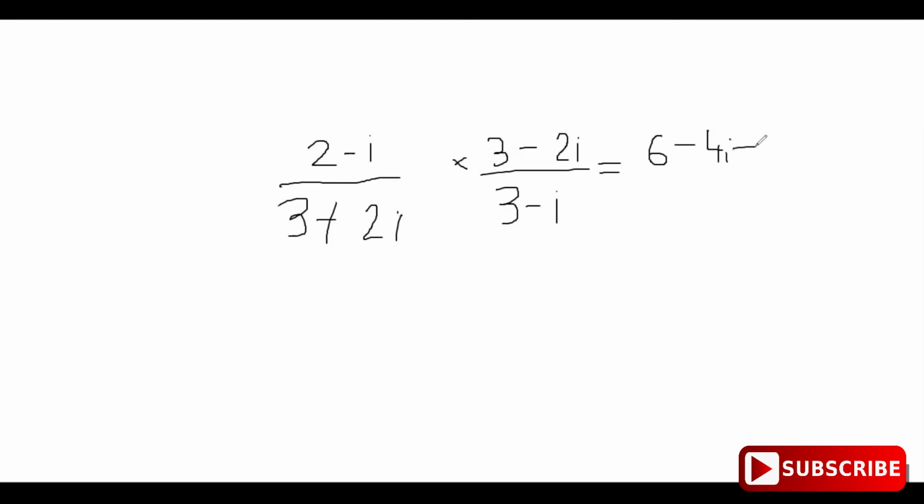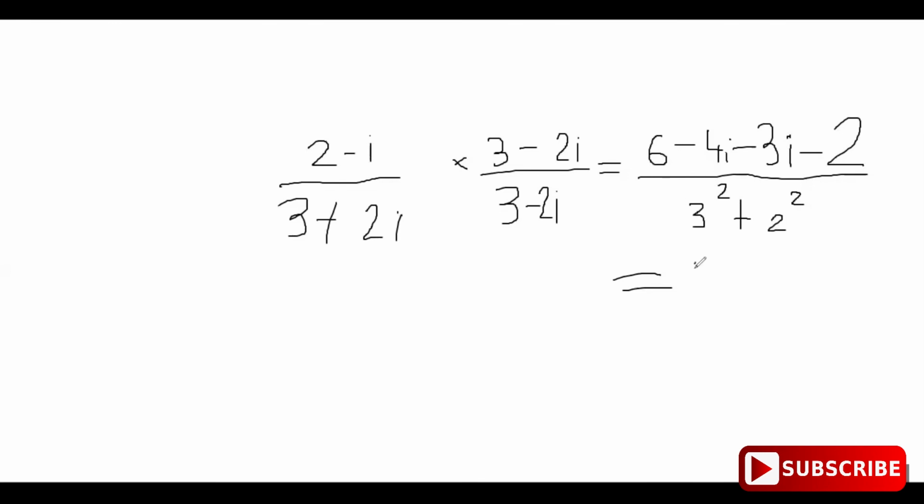Minus i times 3 is minus 3i. And then minus i times minus 2i is plus 2i squared, which is minus 2. Oh, yeah, sorry. And then we have the difference of squares in the denominator, so it's going to be a squared plus b squared. So it's 3 squared plus 2 squared. That's what it's going to work out to be. So it's 6 minus 2 is 4, minus 7i, over 13.